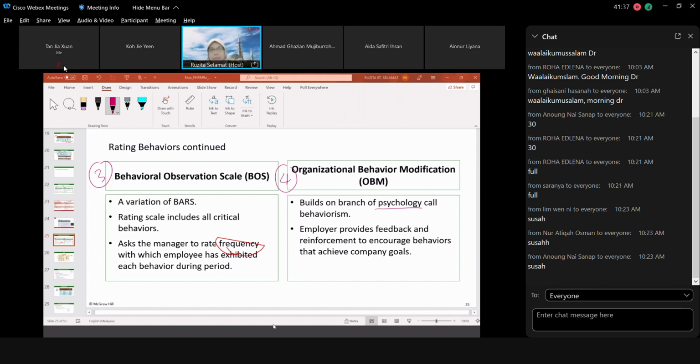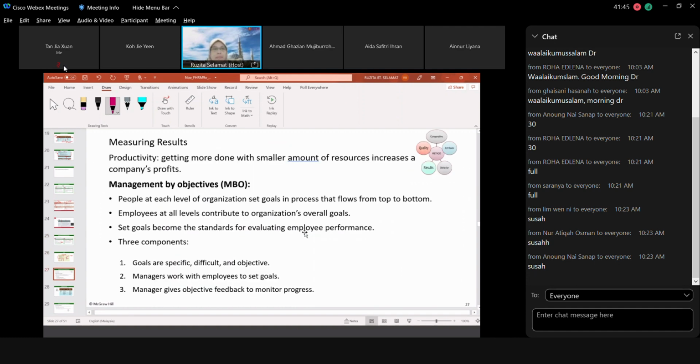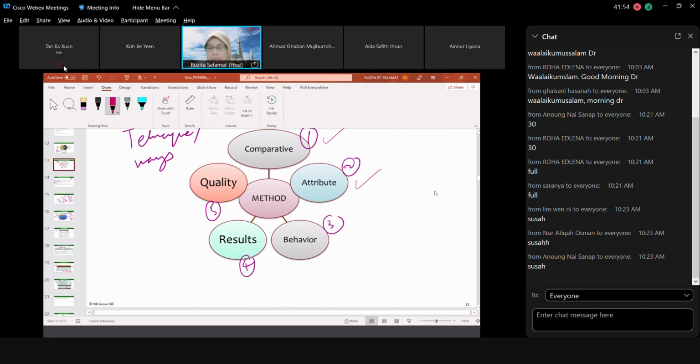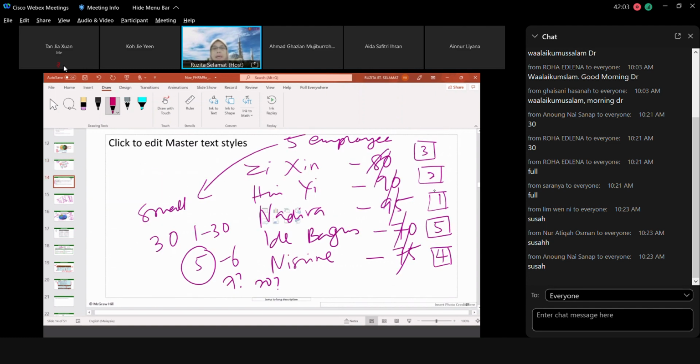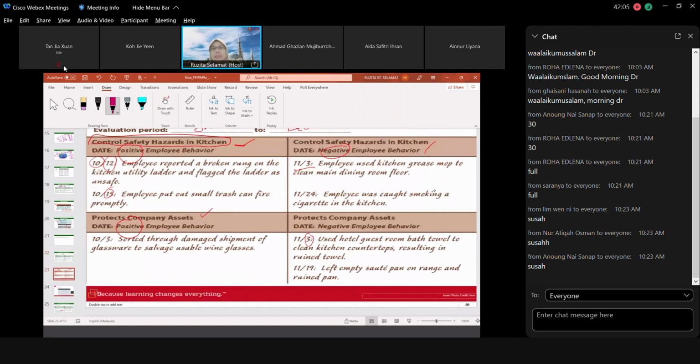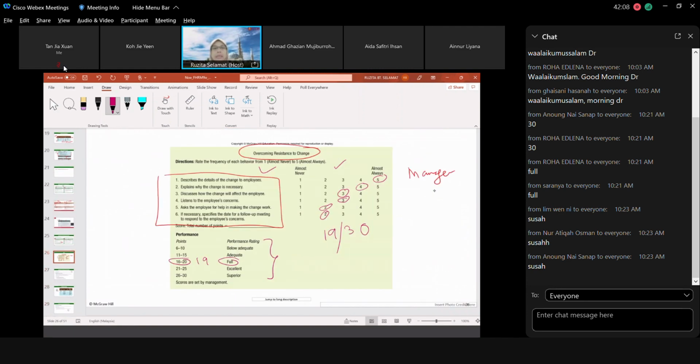Right. Okay, we are done with rating behaviors. So what's next? Right. We are going to look at measuring results. So we are here, right? We are done with this one, behavioral. Now we have two more to go for results and quality. Let's look at what techniques are available under result.